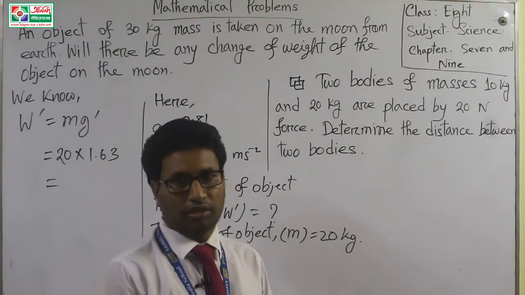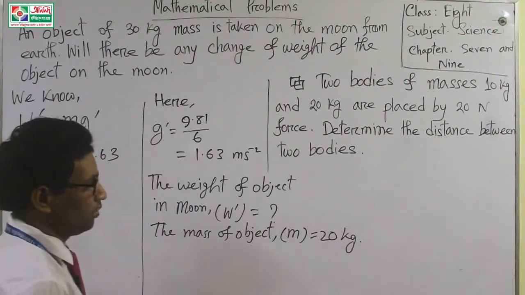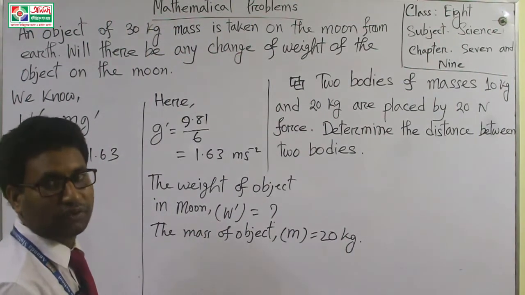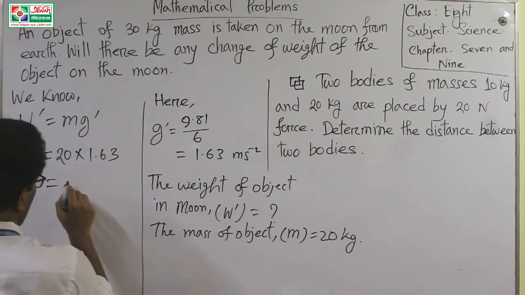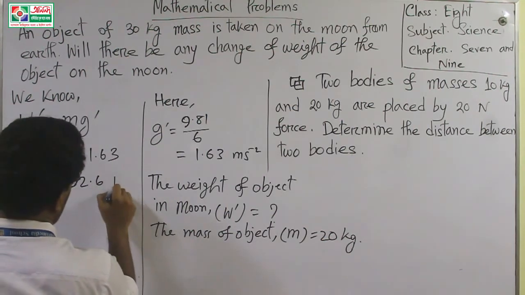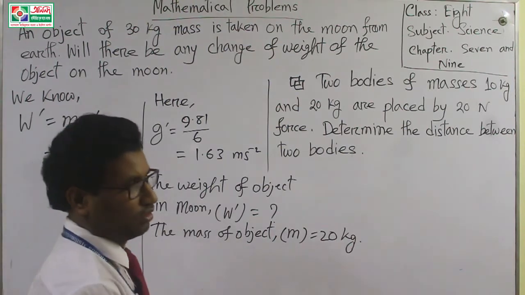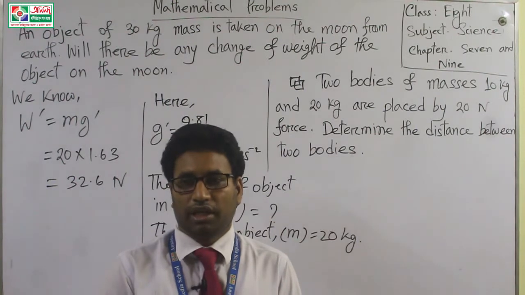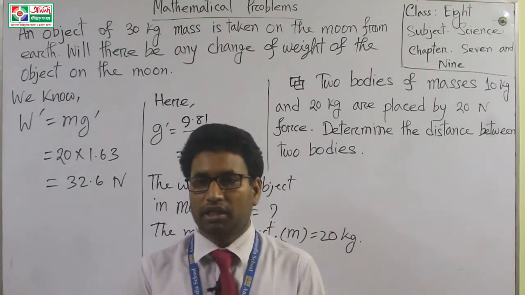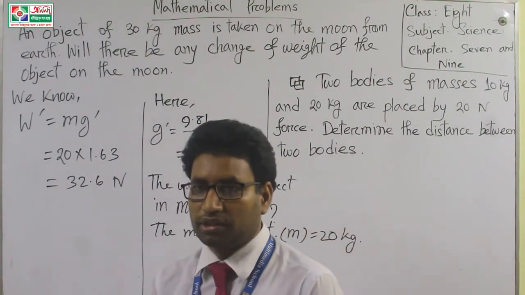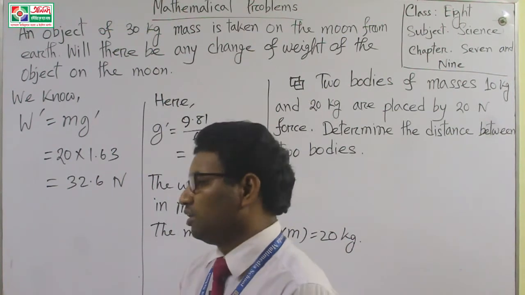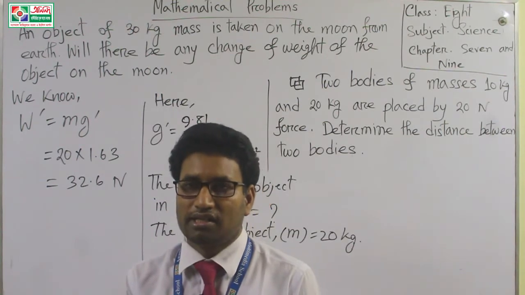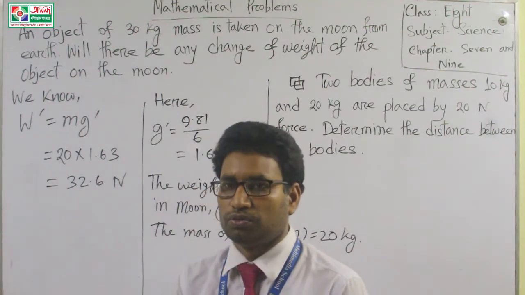we have find out the value of weight in moon with the help of calculator, 32.6 newton, and we have get the value of weight of object in earth surface in 196.2 newton.